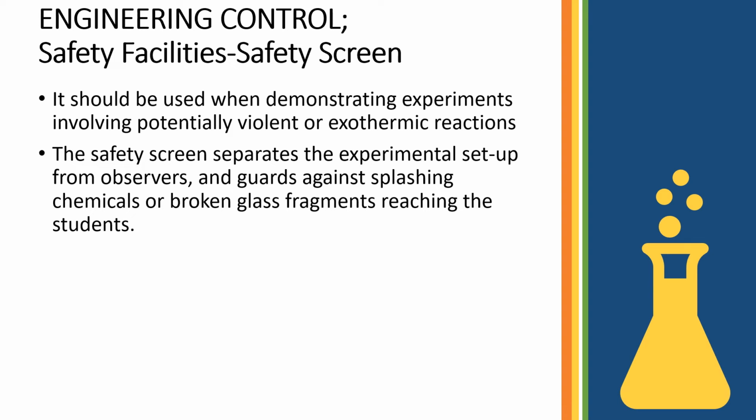It should be used when demonstrating experiments involving potentially violent or exothermic reactions. The safety screen separates the experimental setup from observers and guards against splashing chemicals or broken glass fragments reaching the students.